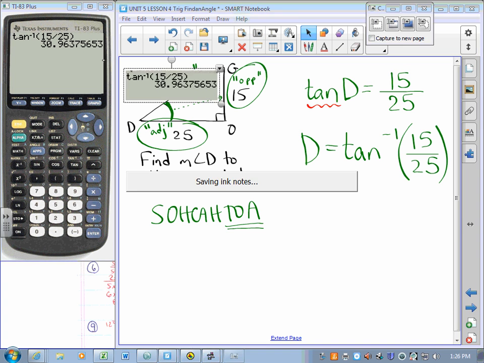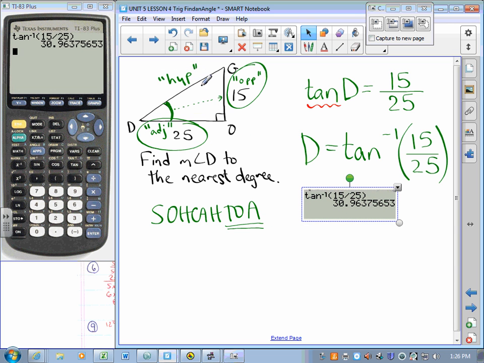I will take a picture because it lasts longer. Angle D is, and we want to go to the nearest degree on this, 31 degrees. There you have it. You can find an angle with a couple of clicks of a button. That's fantastic. I mean, that is good news for somebody. Somebody's going to be like, wow, I can find angles now. So let me see if I can get us a different problem.